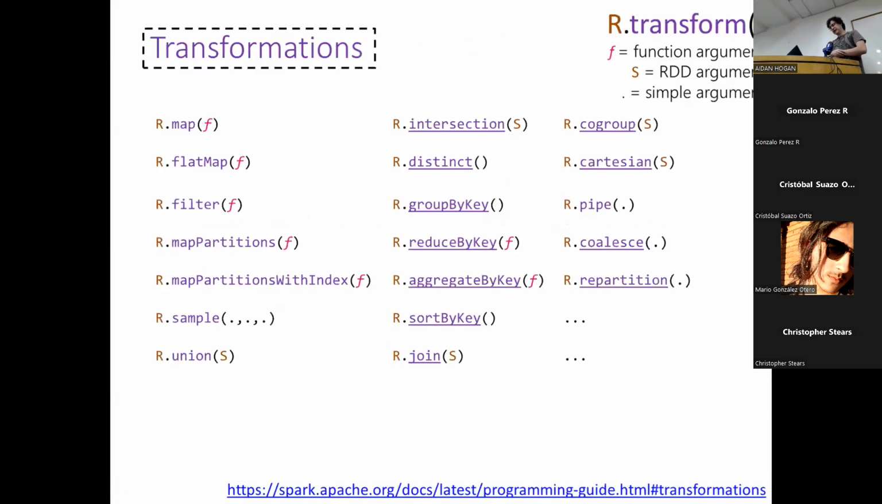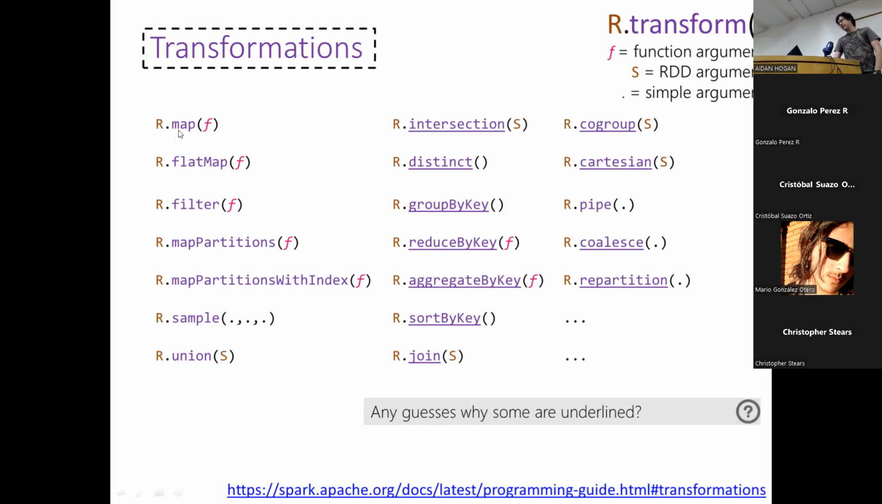In terms of the transformations, there's a long list of transformations in Spark. It wouldn't be possible to talk about all of them, but I'll talk about some of the most common ones here. Some of them are straightforward, and some of them are going to require more explanation. Those that require more explanation would be group by key, reduce by key, aggregate by key, and these are super important. So I'll talk about them a little bit later.